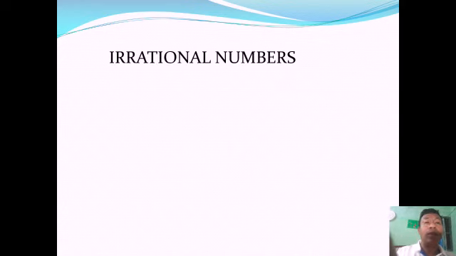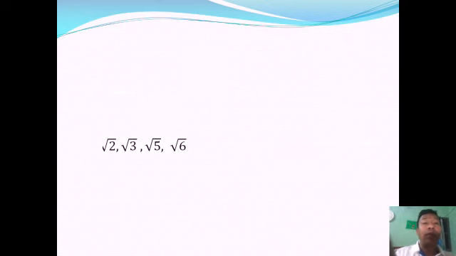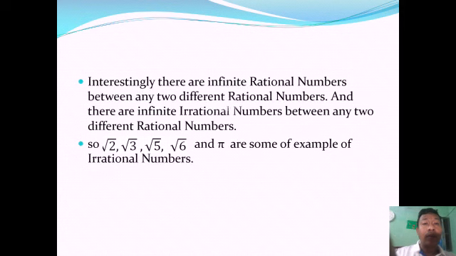So let us see the definition of irrational numbers now. A number which cannot be expressed or represented in the form of p by q, where p and q are coprime integers and q not equal to 0, is called an irrational number. Examples: root 2, root 3, root 5, root 6, and pi are some examples of irrational numbers.